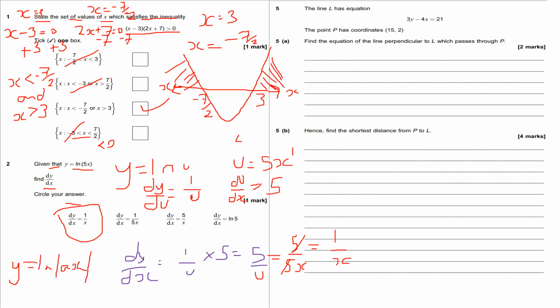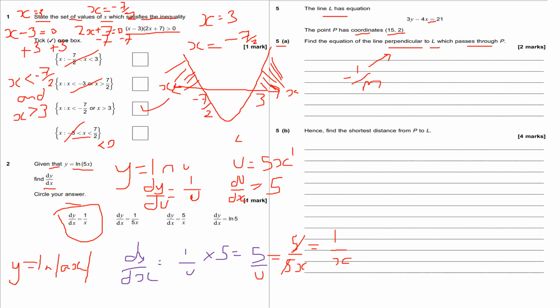Question number 5, again, obviously jumping some questions here. So the line has the equation 3y minus 4x equals 21. The point P has coordinates 15, 2. Find 5a, so part A: find the equation of the line perpendicular to L, which passes through P. Okay, so perpendicular means that it's the negative reciprocal. So whatever m is, it will be minus 1 over m.